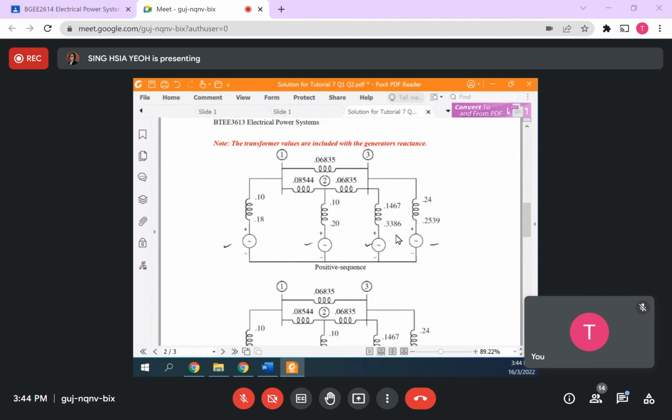So it will be G1, XG1, then XT1, and X line 1, 3, x12, line 1, 2, x line 2, 3, then transformer 2, G2, transformer 4, the T4, G4, T3, G3. Okay, what is V squared?